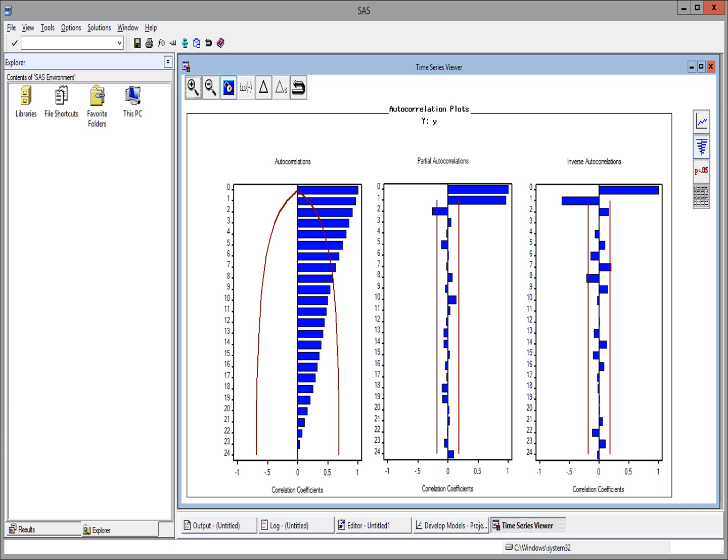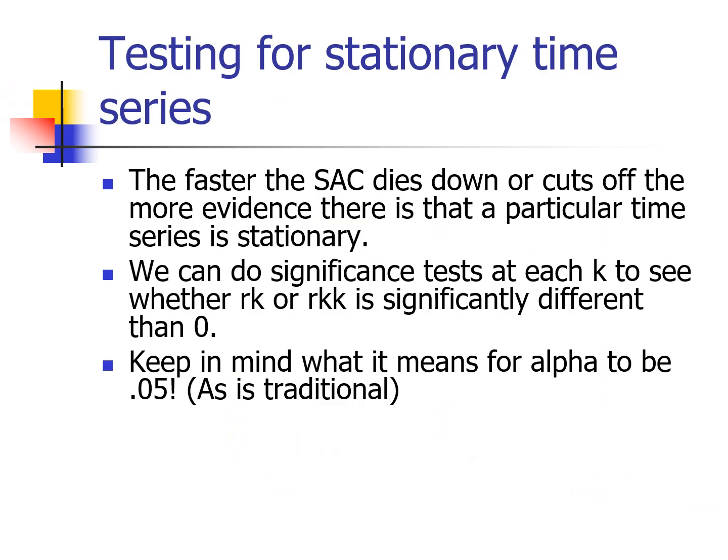So the idea of dying down and cutting off is conceptually, graphically, like a hill versus a cliff. The dying down looks kind of like a hill. The cutting off looks kind of like a cliff. I mentioned this actually. One way to test for stationarity is to look at the SAC. The faster the SAC dies down or cuts off, the stronger the evidence of stationarity.